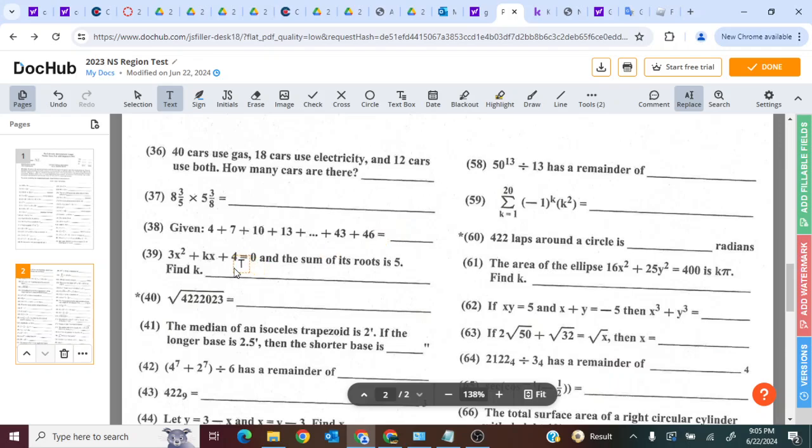Sum of the roots is 5. Find k. Sum of roots is negative this value over that, so k is negative 15.